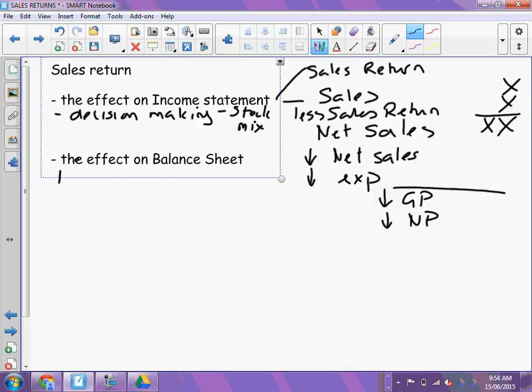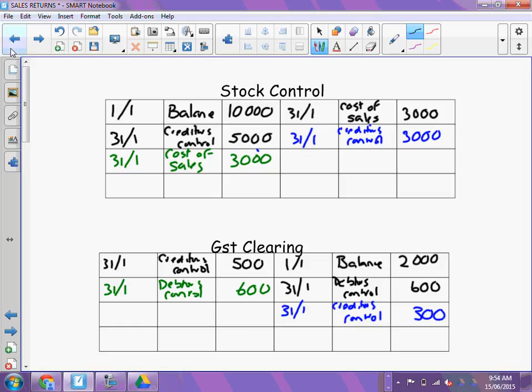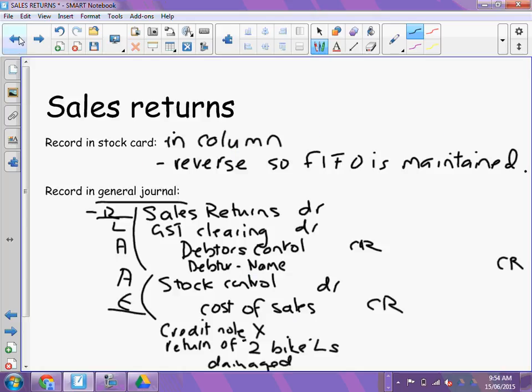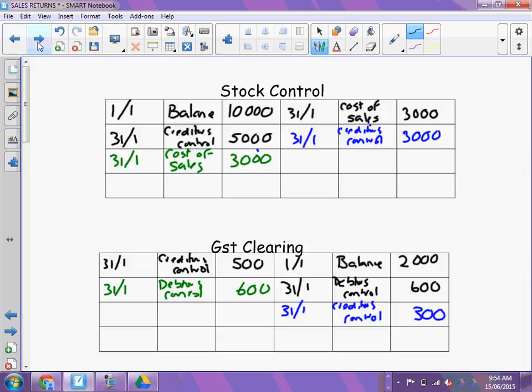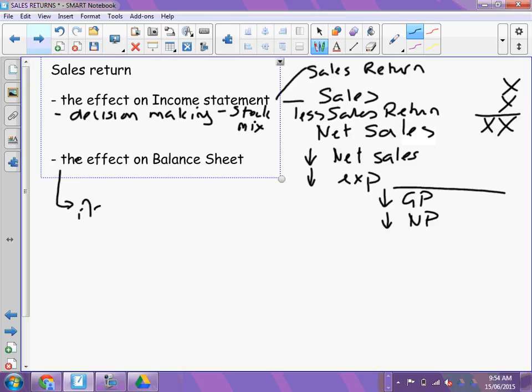Okay, effect on the balance sheet. This one's a little bit harder because there's so many accounts affected. Let's go back. We've got a liability affected and we've got two assets that are affected. So let's go through it. What assets are affected? Debtors control. So debtors control is going to go up or down? Down. What's the other asset? Stock control, is that going to go up or down? Up. The overall effect, same as before, we always sell things for more than we buy them. So will the overall effect be an increase or a decrease in total assets? Decrease. Beautiful, good.